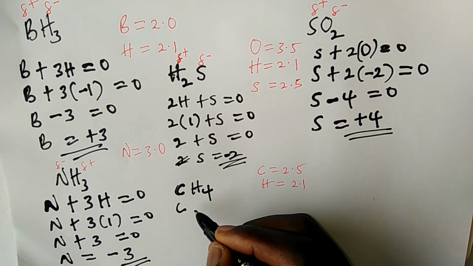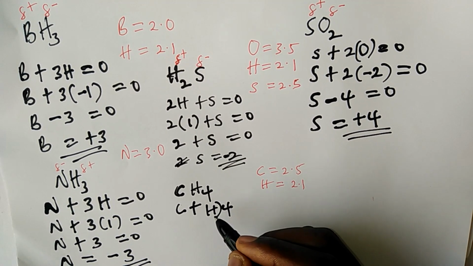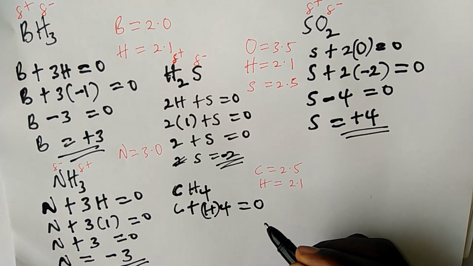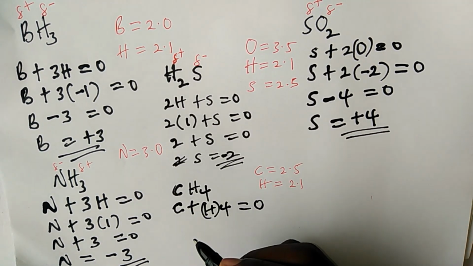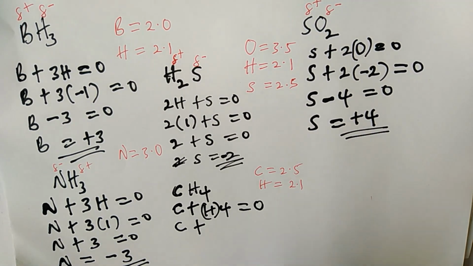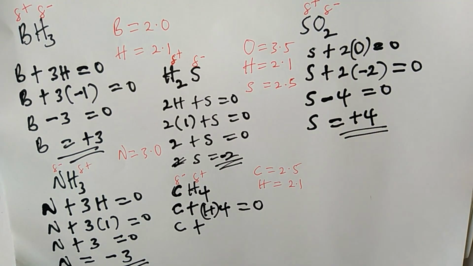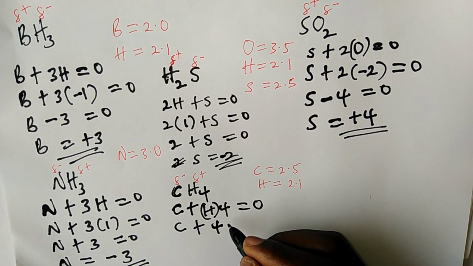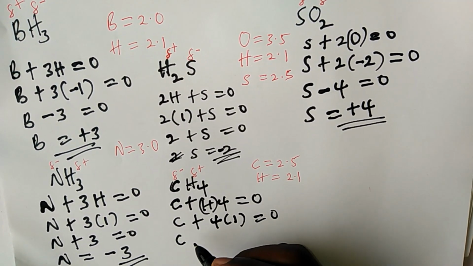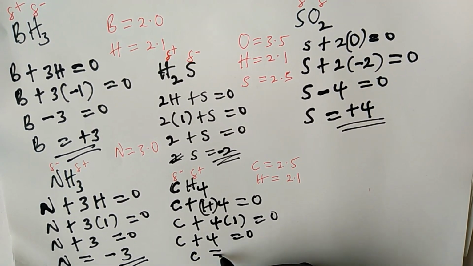we know that carbon plus 4 hydrogen, by the way, is equal to 0. The overall charge of the compound is 0. Therefore, we say carbon plus, we know hydrogen is partially positive, plus 4 multiplied by 1 is equal to 0. Carbon plus 4 is equal to 0. Carbon is equal to minus 4.